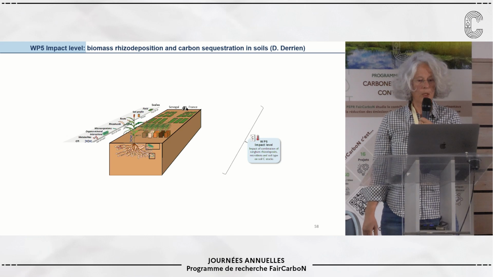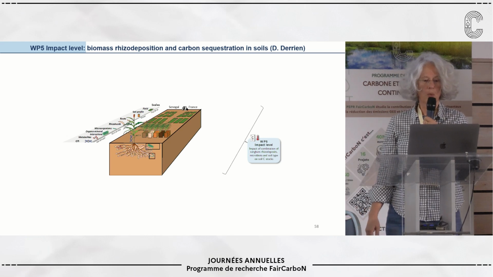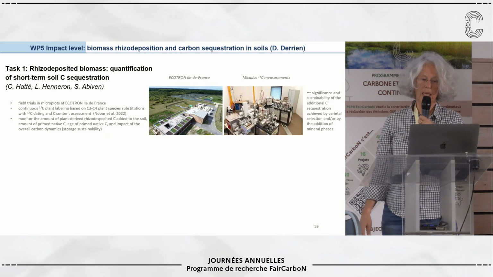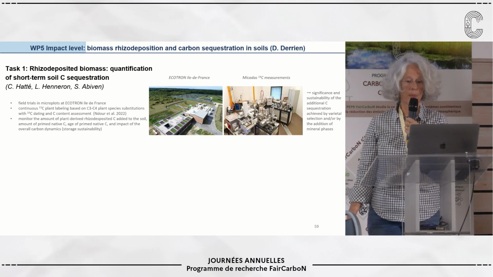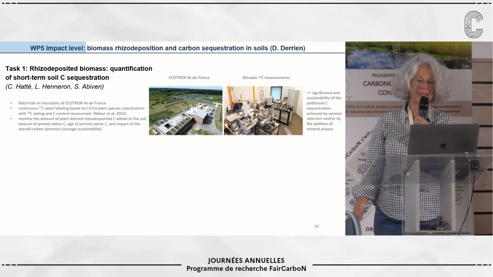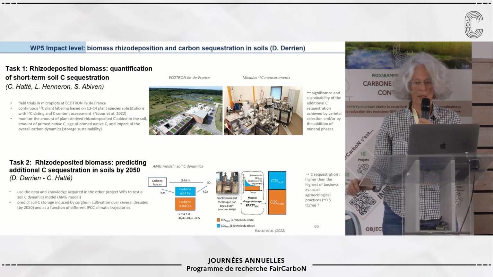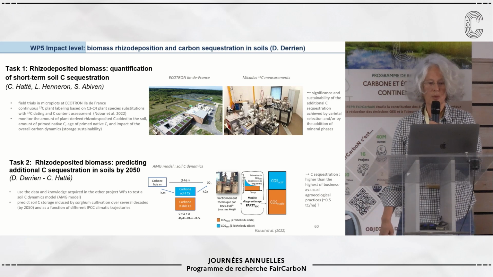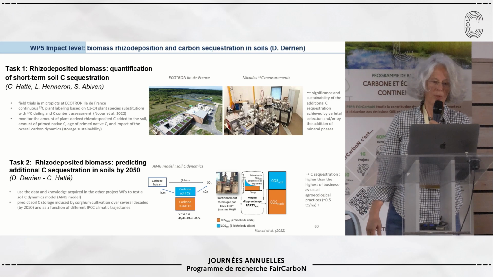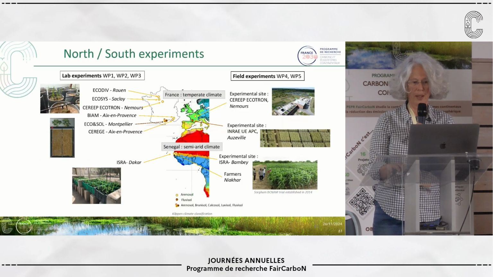Finally, the last work package will allow us to quantify the impact of these practices on soil carbon sequestration, and the work will be divided in 2 tasks. The first task aims to quantify the carbon sequestration balance over 1 cropping cycle in the field using isotopic balance approaches that couple 13C and 14C carbon. And the final task will predict the soil carbon sequestration induced by sorghum cultivation by 2050 using the AMG model that we have seen this morning.